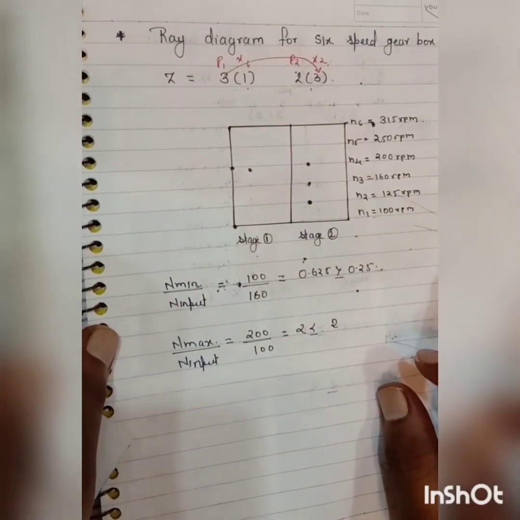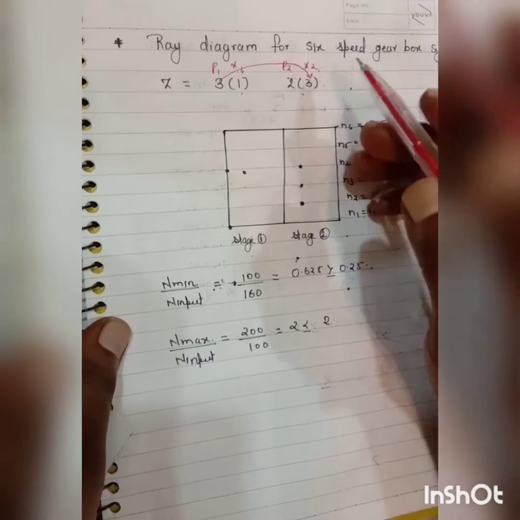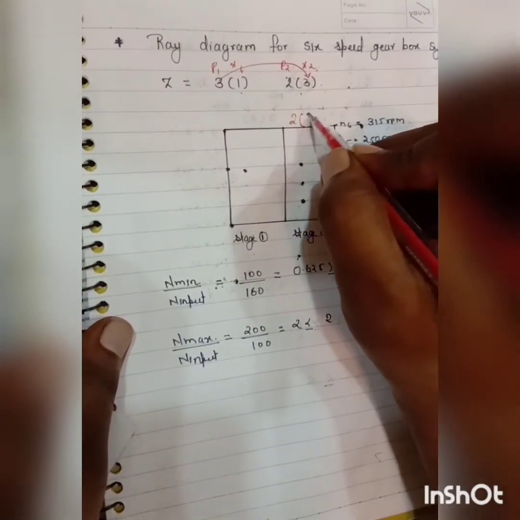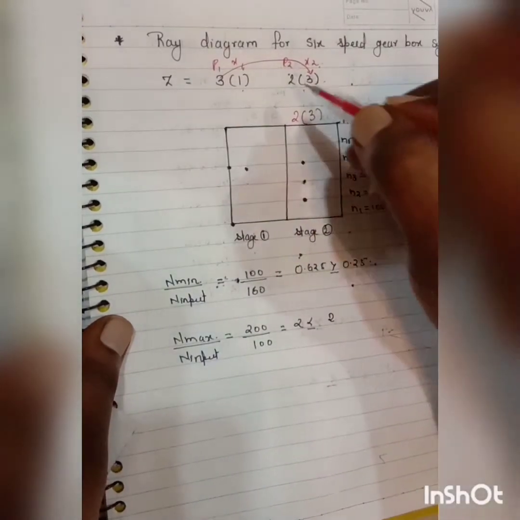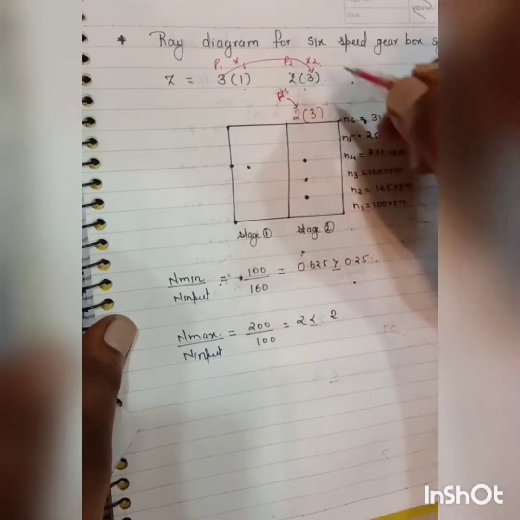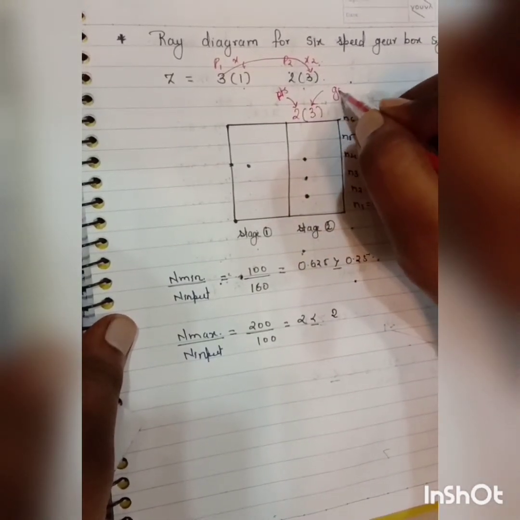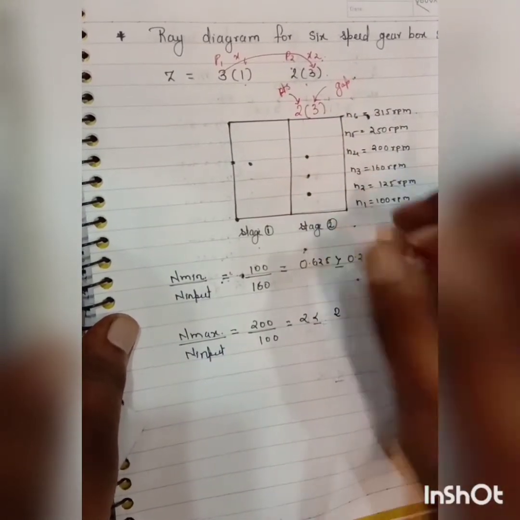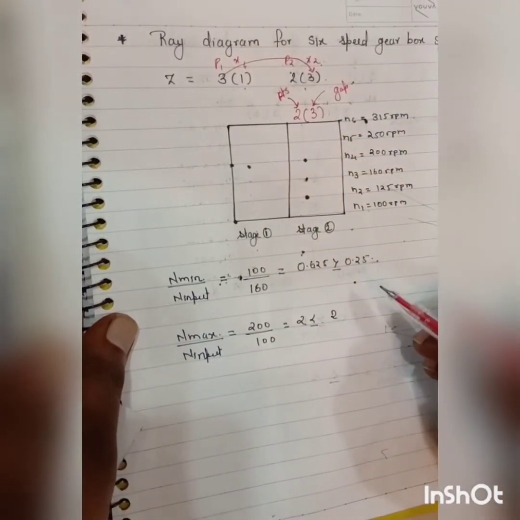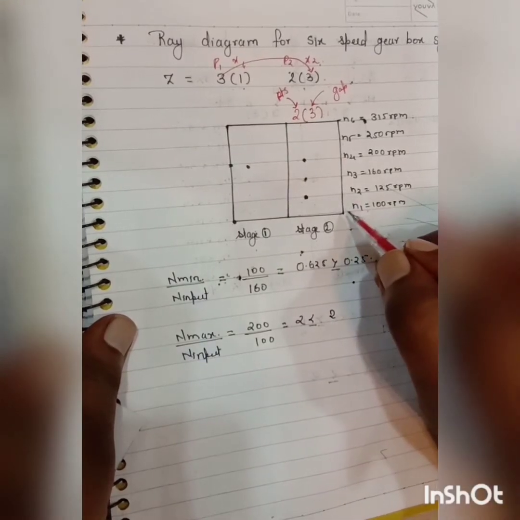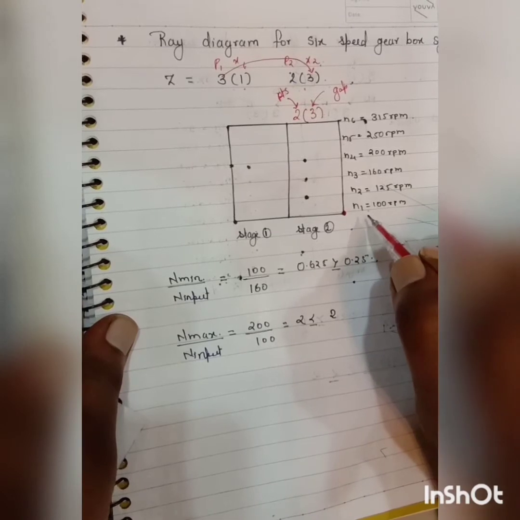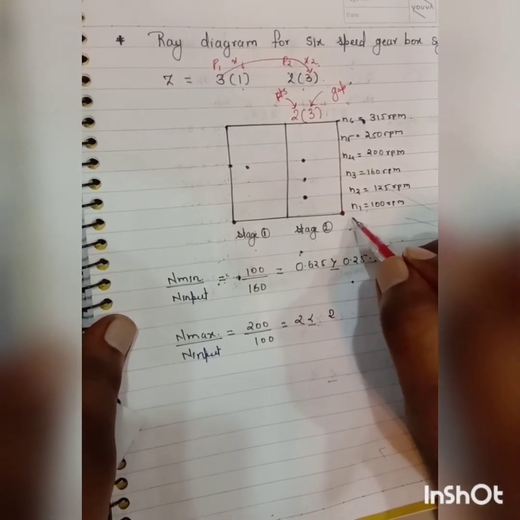Now we will draw the ray diagram. We will take the second transmission group, which says 2 of 3. Now this 2 means points and this 3 means gap. So you have to draw 2 points with a gap of 3. Always you have to take the first point as your n minimum. So n1 becomes your first point, which is n minimum.